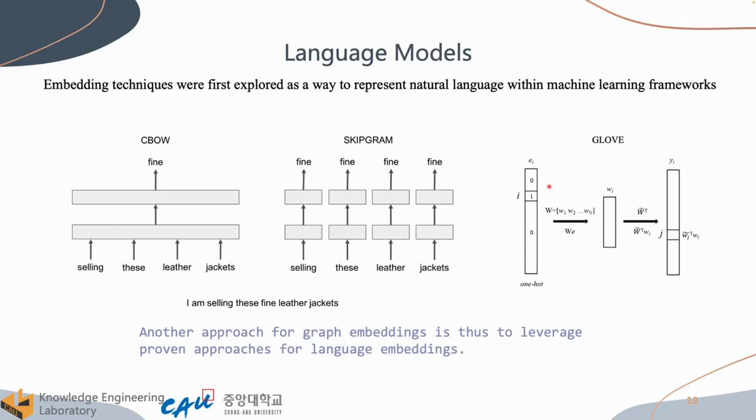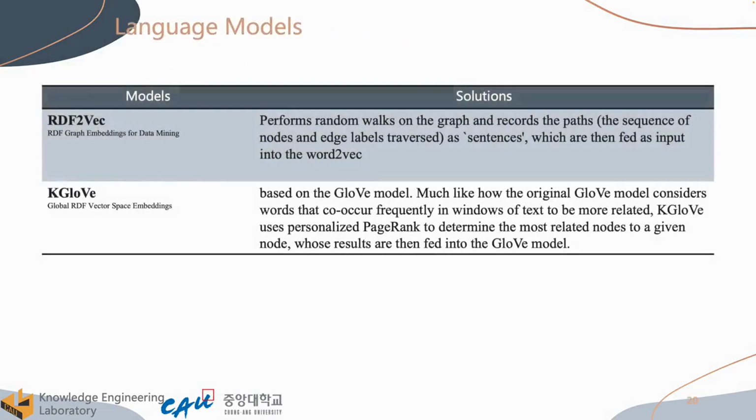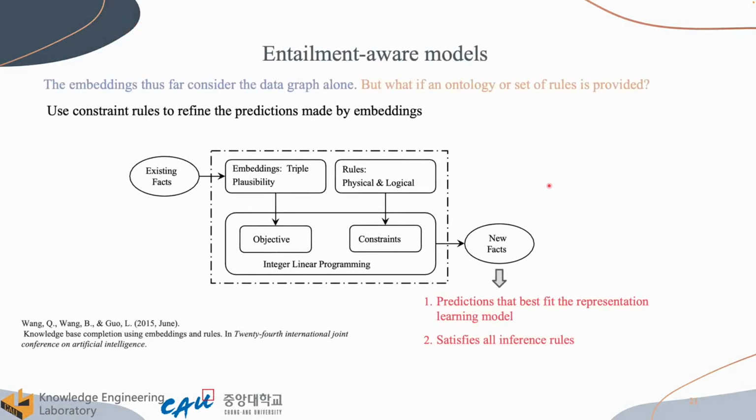Another approach for graph embedding is to leverage proven approaches for language embeddings. And there are some models of language models. Finally, the embeddings thus far consider the data graph alone, but what if an ontology or set of rules is provided?